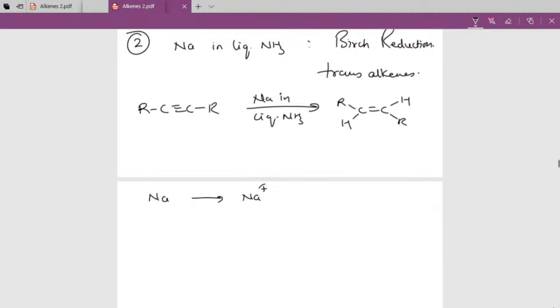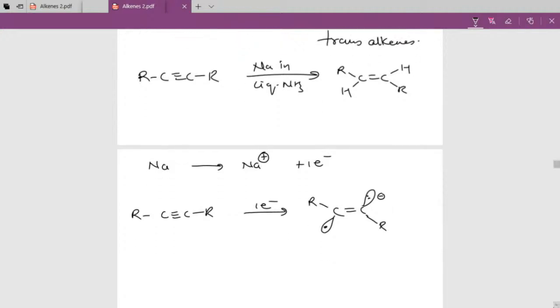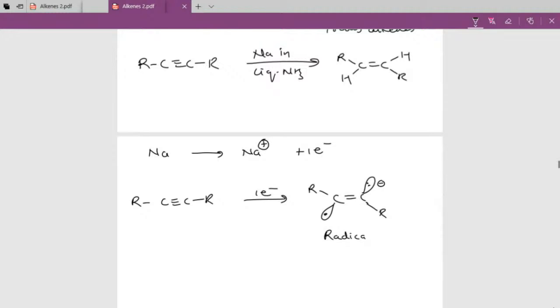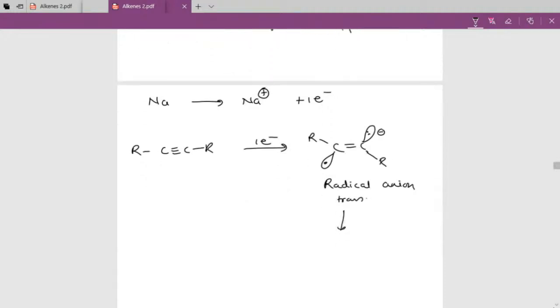Sodium in liquid ammonia will release electrons like this, blue color solution. These electrons, when added to alkyne, form a radical anion. See, on one side I can say anion, and on the other I have added one electron. So a radical anion intermediate is formed. Now we have already discussed that these electrons need to be far apart. So this always prefers trans geometry, instead of syn geometry.